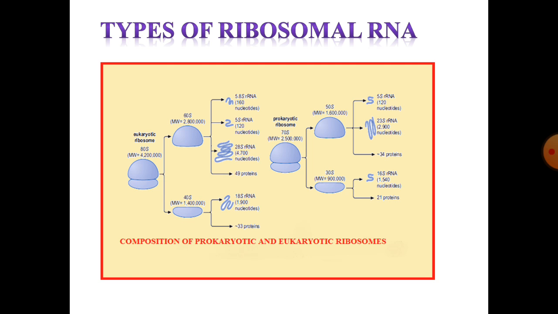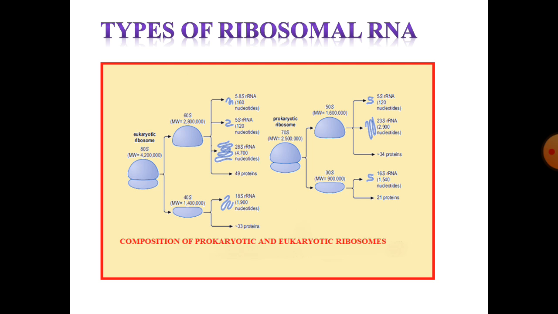The larger subunit is made up of multiple components, that is 5.8S rRNA, 5S rRNA and 28S rRNA, the composition of the larger subunit. The smaller subunit is made up of 18S rRNA and the remaining 33 proteins.